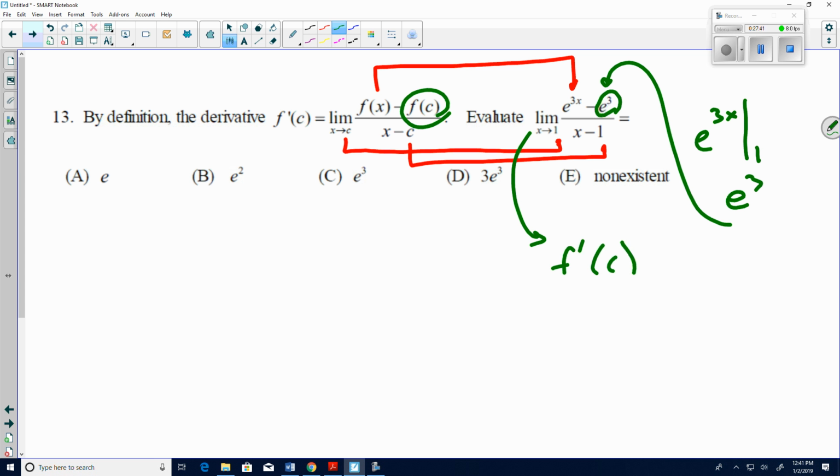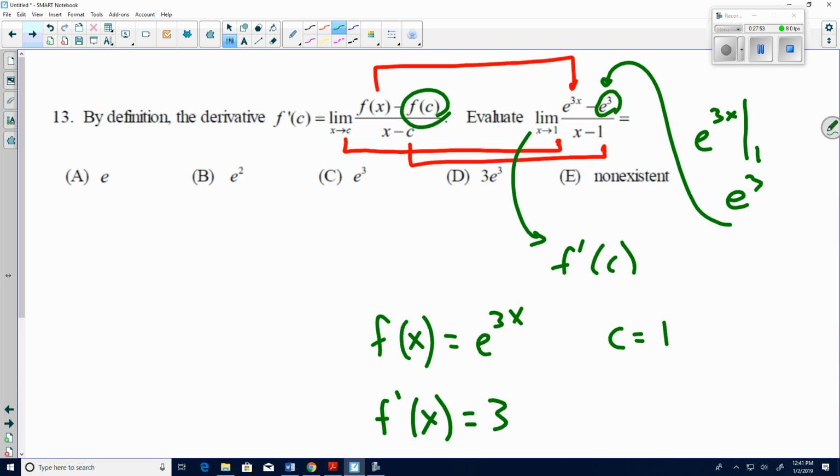f happens to be e to the 3x. c happens to be 1. So here's the derivative, which is 3e to the 3x. And evaluated when x is equal to 1 gives us 3e cubed. 3e cubed. Choice D is the answer.